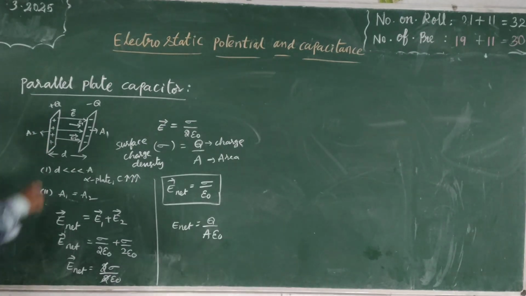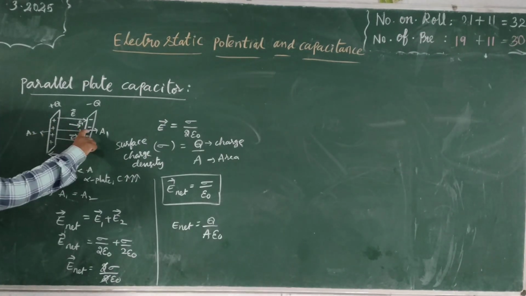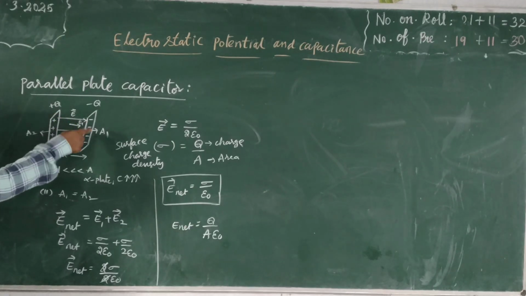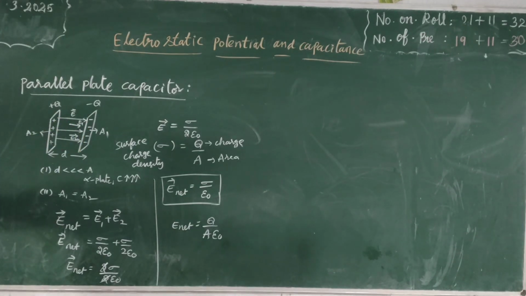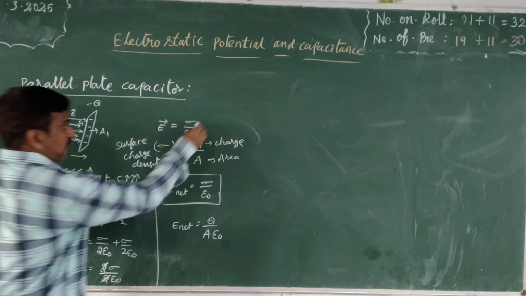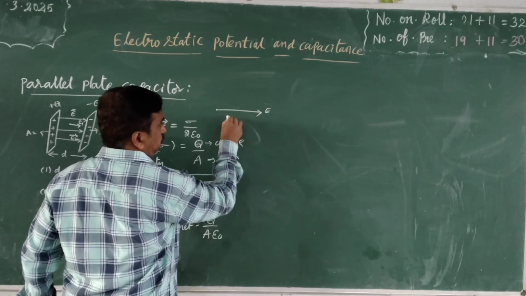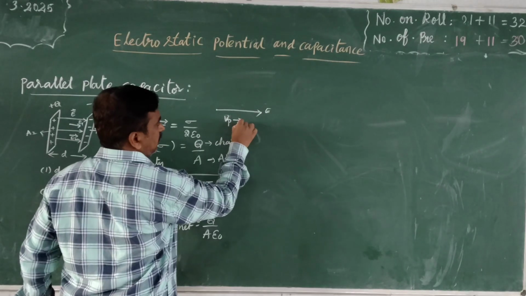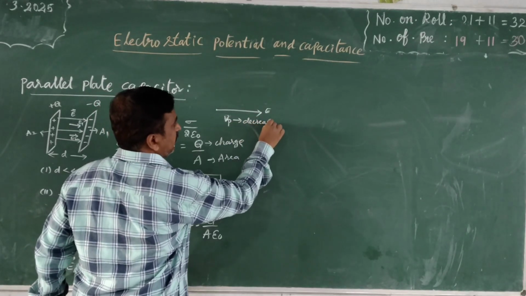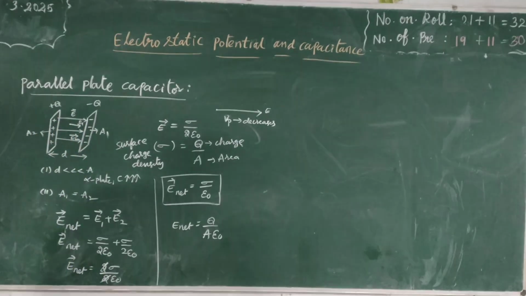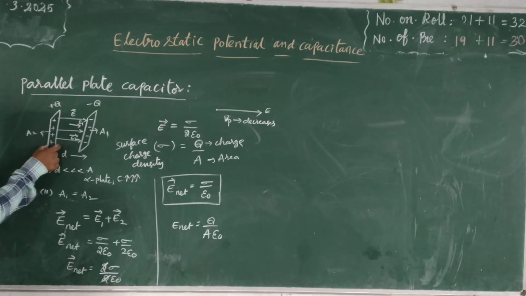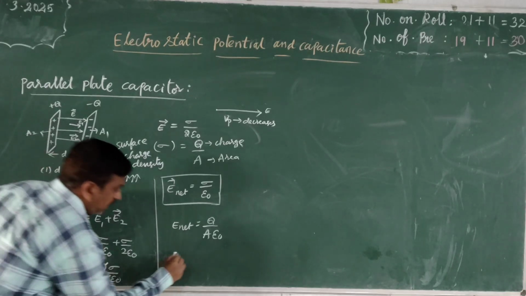See here, it is the positive plate charge, it is the negative plate. What is the direction of electric field lines? Positive to negative. We know electric potential decreases in the direction of electric field. See here, it is the electric field direction, from here to here. So electric potential decreases in the direction of electric field. Starting here is the maximum electric potential, and here is the minimum. The difference between both we can write as delta V.